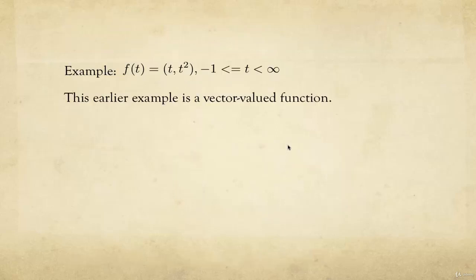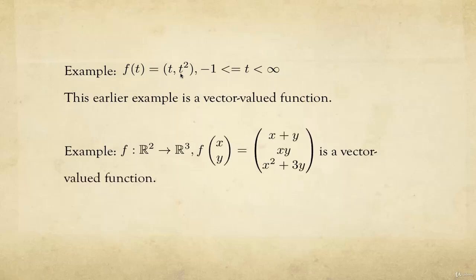So for example, this is a vector-valued function because again, the output is a vector. So this is f1 and this is f2. It will be a two-component function of f. This is also a vector-valued function. There are three components, f1, f2, f3.